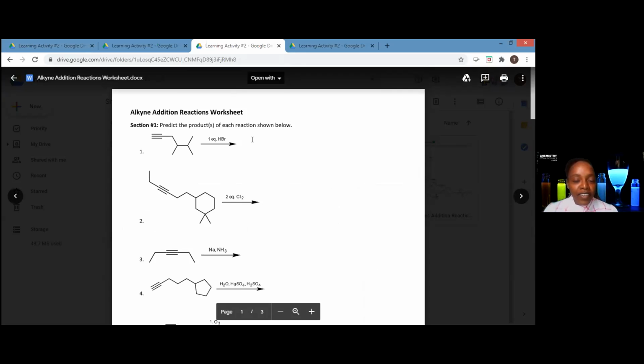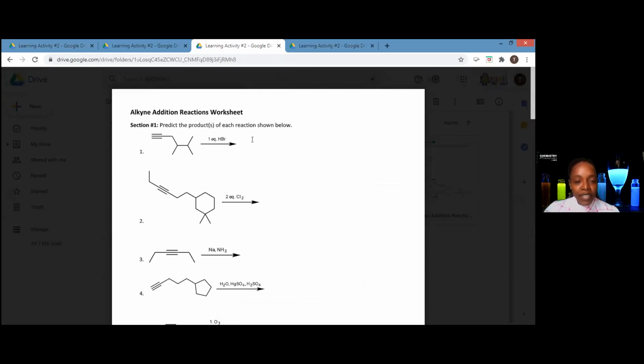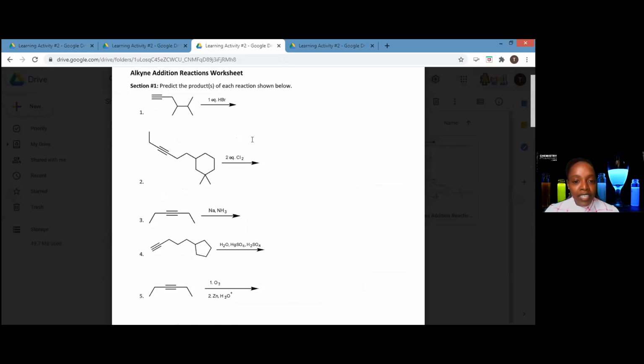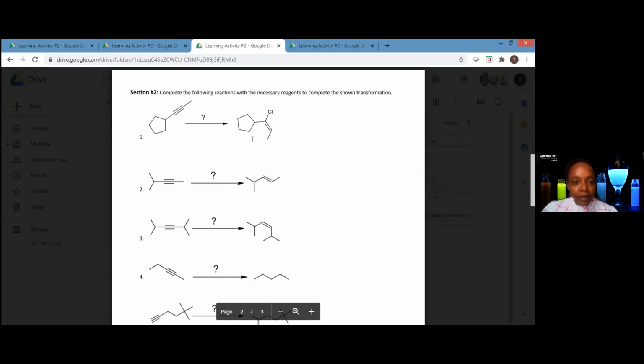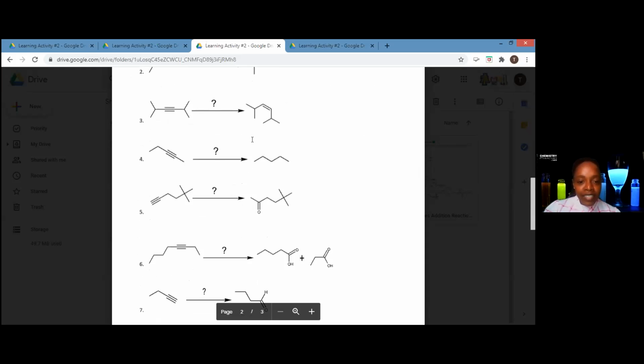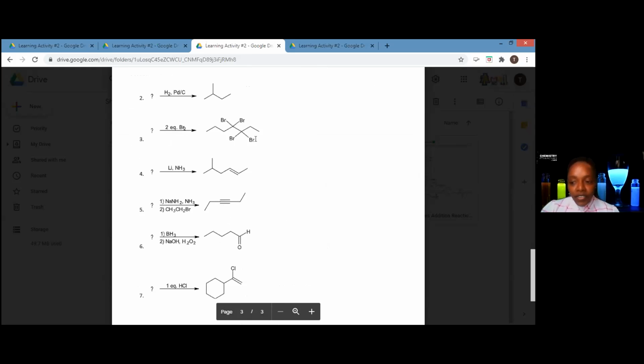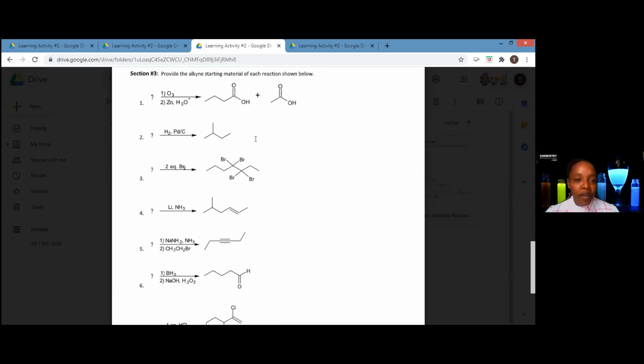For the first learning activity worksheet within this module, the students will approach the reactions from 3 different angles for a holistic view. So in the first type of problem, the students are given the reactants and the reaction conditions and asked to predict the product. For the second set of problems, the students are given the starting material and the product, and then asked to provide the necessary reaction conditions. And then in section 3, the students are given the reaction conditions and the products and asked to work backwards to determine the starting alkyne.